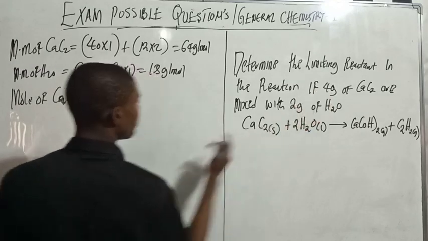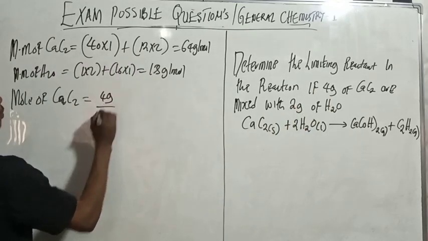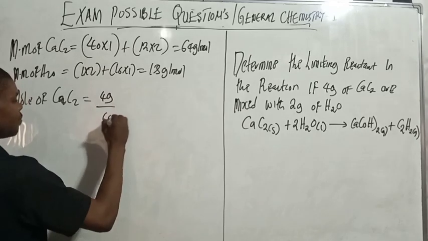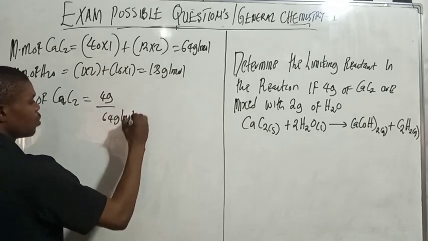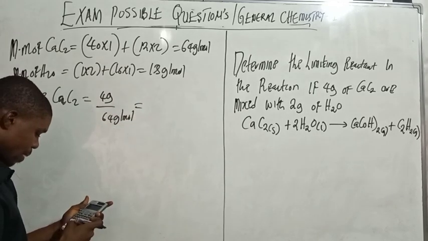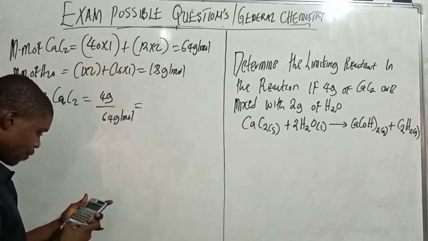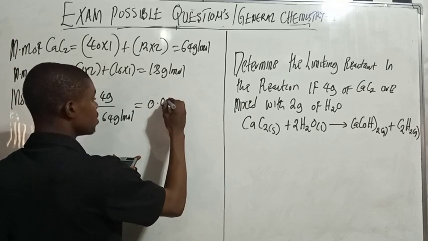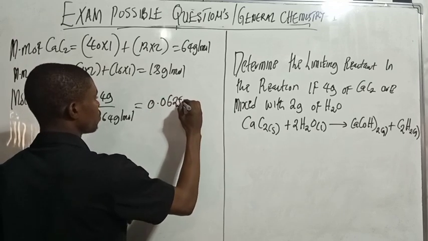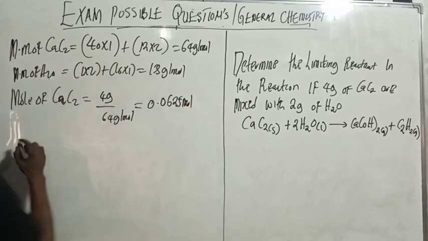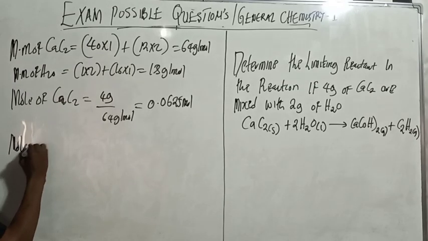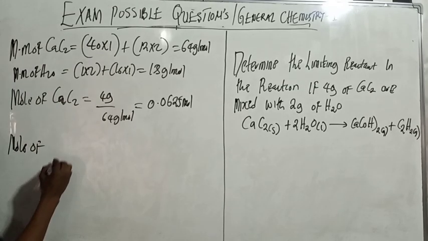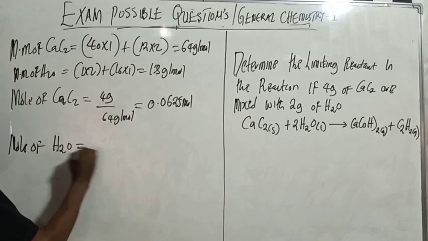Molar mass. So the mass is what? 4 grams over the molar mass, which is 64 grams per mole. So you have to divide it: 4 divided by 64. What do you have here? We have 0.0625 moles, right? Next is the mole of what? Of H2O. What are you going to get?